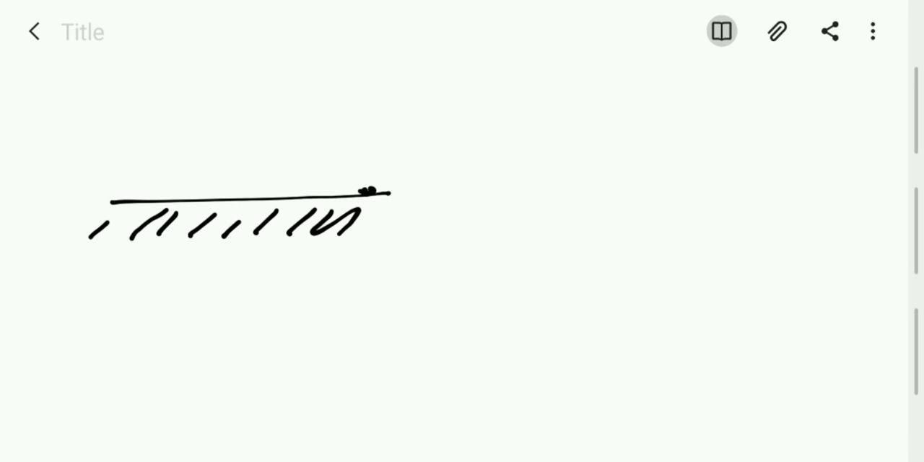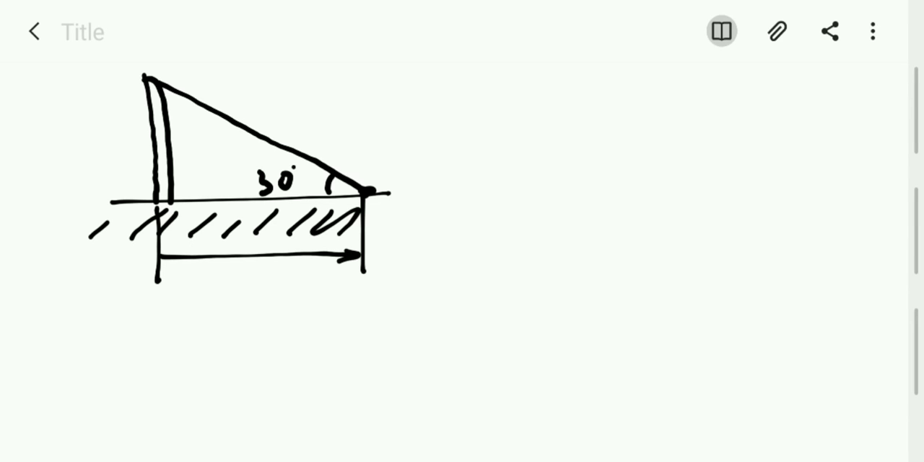The angle of elevation of the top of a tower from a point on the ground. Once again, there is a ground, and from the point on the ground to the tower, there is a huge tower. The angle of elevation from the foot of the tower is 30 degrees, and this is 30 meters. The point is 30 meters away.